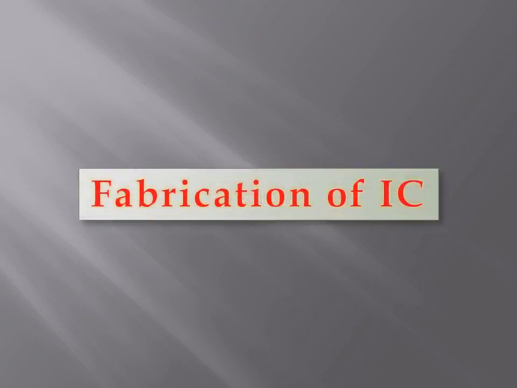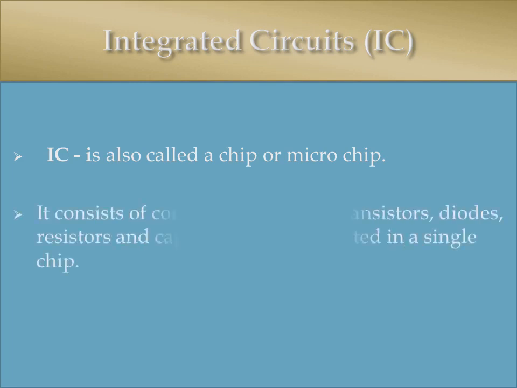Today I am going to discuss the fabrication of IC and its applications. Then what is an IC? An integrated circuit is also called a chip or microchip. It consists of components such as transistors, diodes, resistors and capacitors interconnected in a single chip. The thickness of an IC is 0.25 mm.